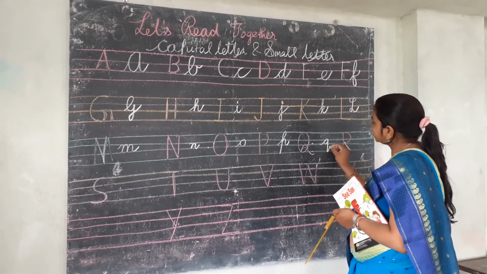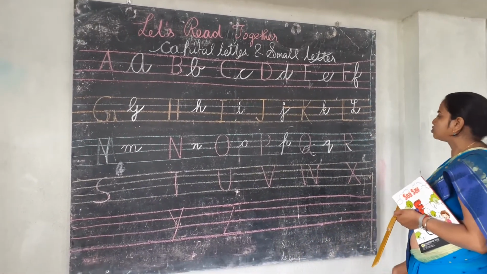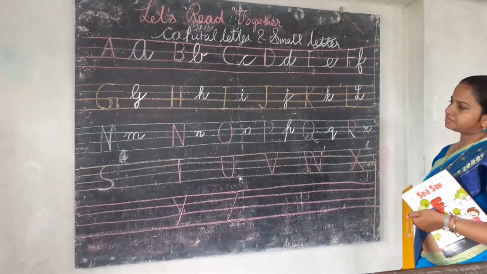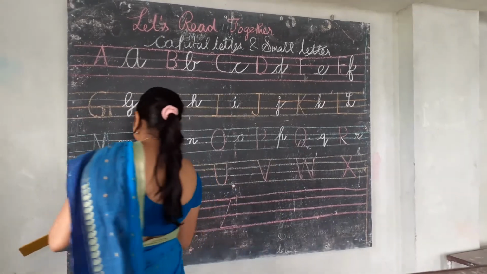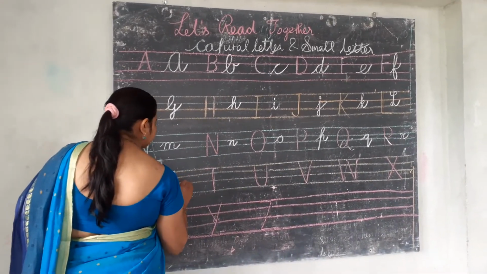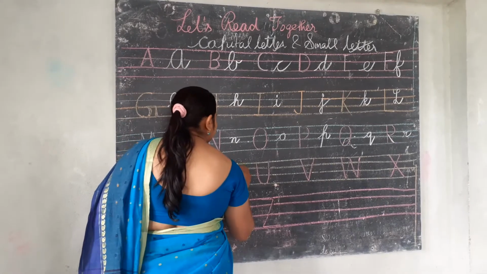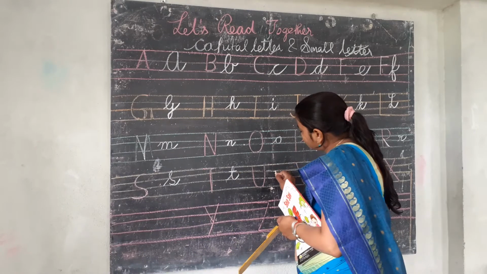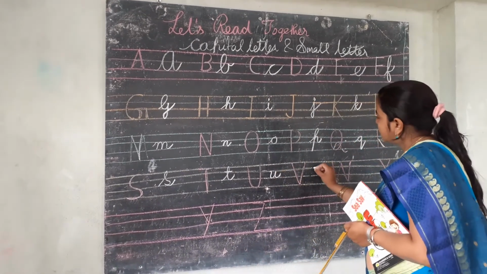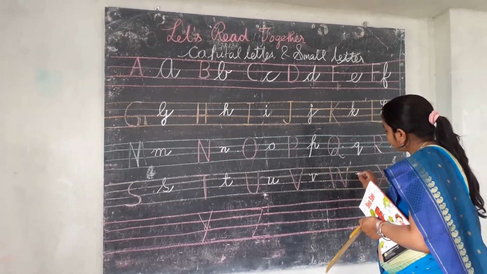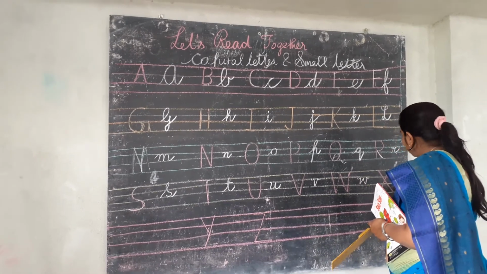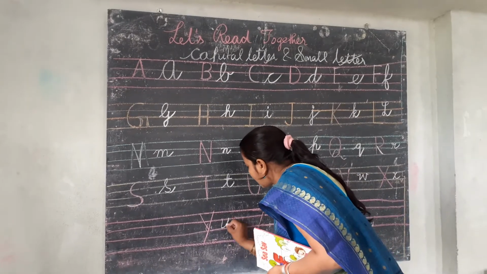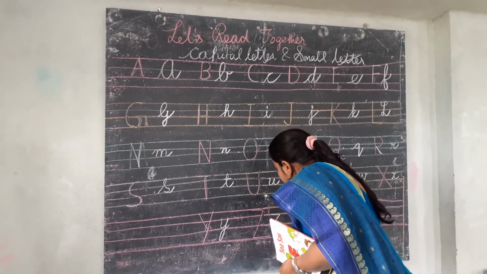And then Q. Similarly, we'll take it to the fourth line and then take the tail up in the upstroke. Q. And then we'll have an R. Okay, this is your R. Similarly, we'll take an S here, S like that. And then we'll have a T. This is your T. Then we'll write down U. We'll take it down like that, U. And then V. And then W. And then X. And then here is Y. And this is your Z.